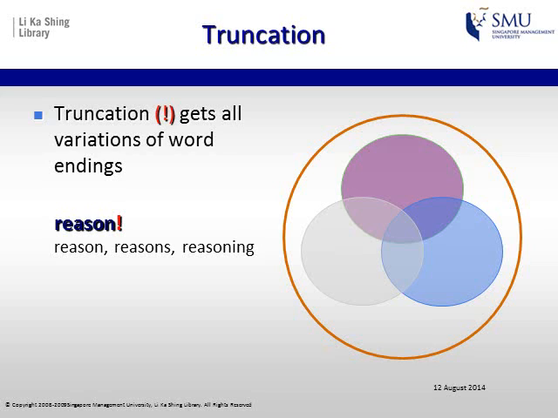The truncation function is often represented by an exclamation mark. When placed at the end of the word, it allows one to search for documents that contain any variations of the word endings. For instance, when placed at the end of reason, this retrieves any documents that contain reason, reasons, or reasoning. This saves a lot of time, as the alternative would have been to type reason OR reasons OR reasoning into the search engine box.